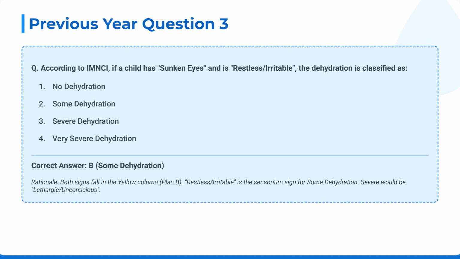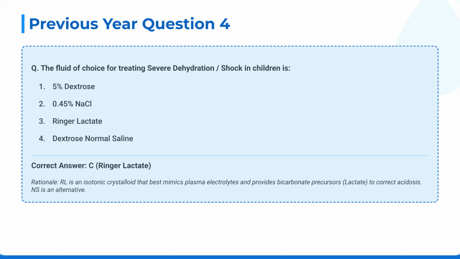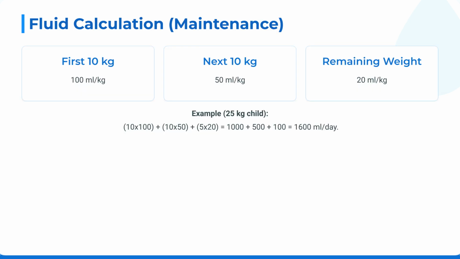According to IMNCI, a child with sunken eyes and restlessness or irritability is classified as having some dehydration, corresponding to the yellow column. The fluid of choice for treating severe dehydration or shock is Ringer lactate, as it best mimics plasma electrolytes and helps correct acidosis. Maintenance fluid calculation follows the 100-50-20 rule, based on the child's weight in kilograms.